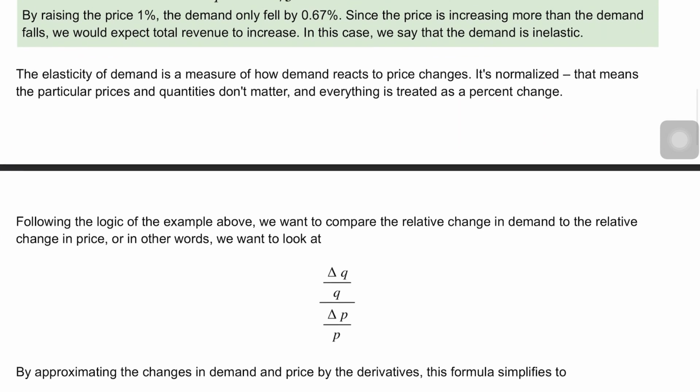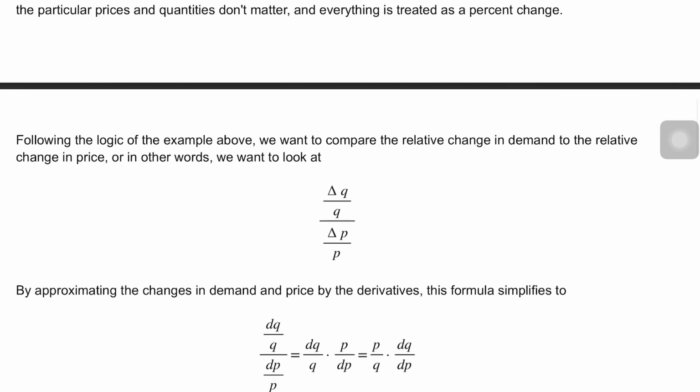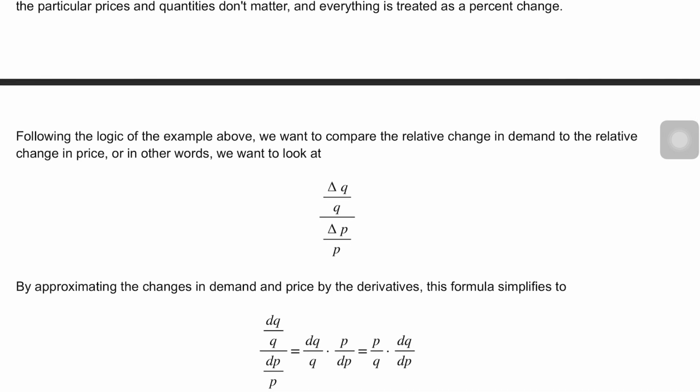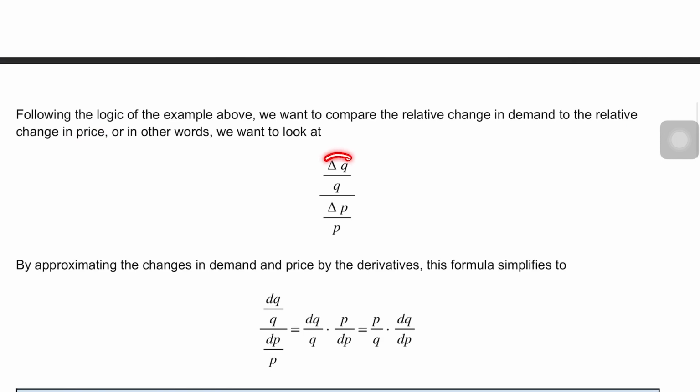So let's follow the logic that we had before in the last example. We want to create a formula for this, and so we're going to use this opportunity to create a formula for our class. What we did up there was we compared the relative change in demand to the relative change in price. In other words, the change in demand over the original demand, all over the change in price over the original price. So we're comparing the relative change of quantity over the relative change in price.